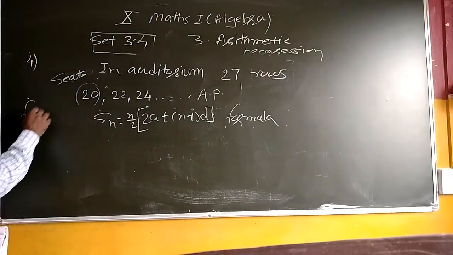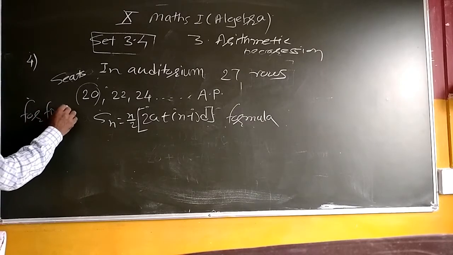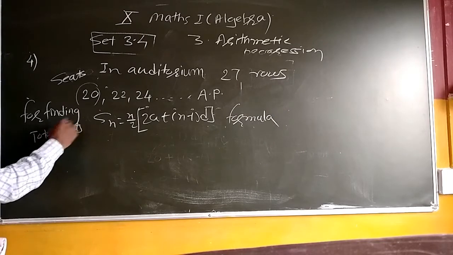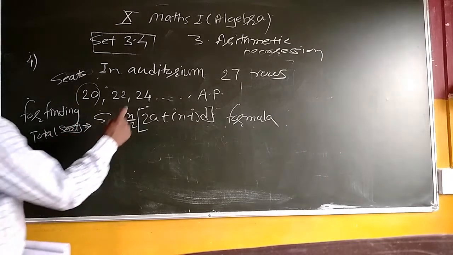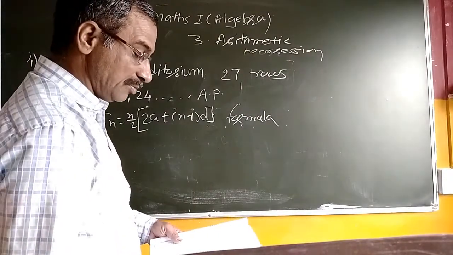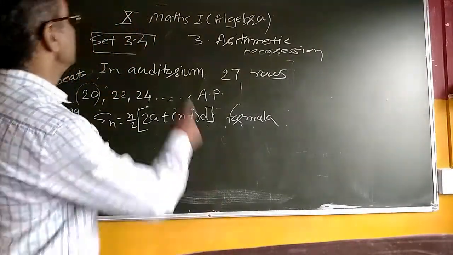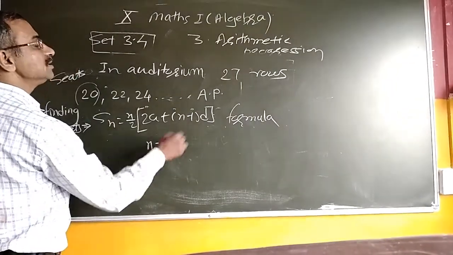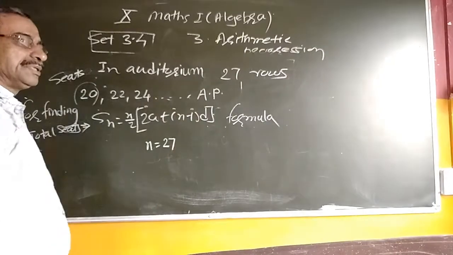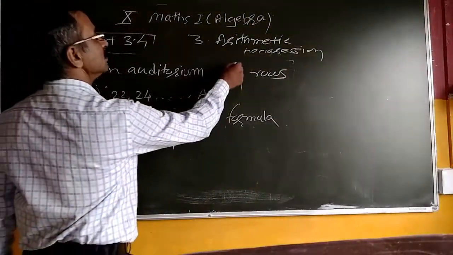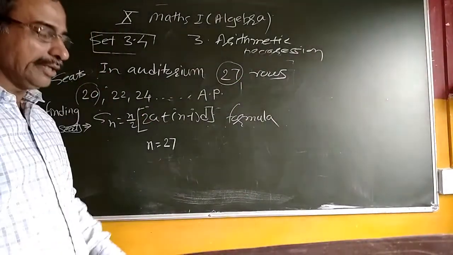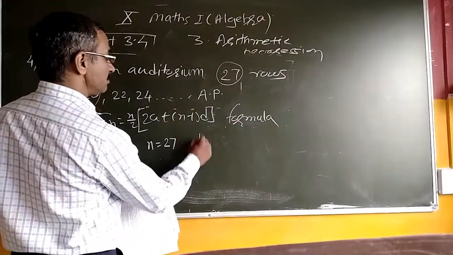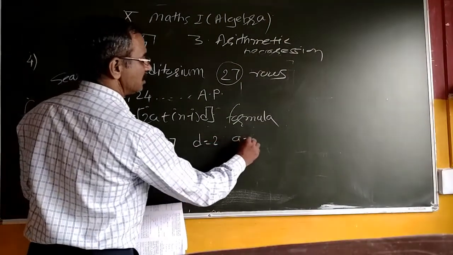For finding total seats, we are using this formula. Here n value, we know that n is how many rows? 27 rows. Means here n's value is 27. We only calculated the 15th row seats, but there are 27 rows in the auditorium. So n value is 27. Then the fixed difference is 2 and a is equal to 20.